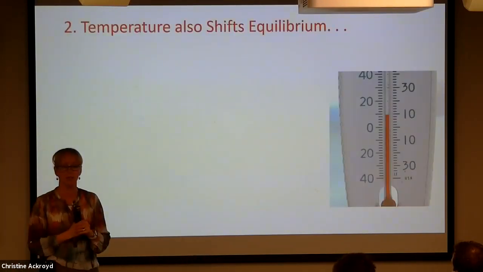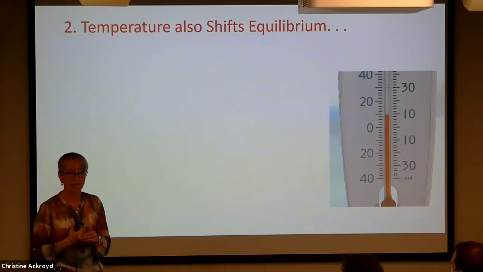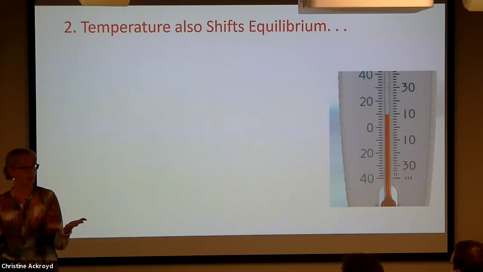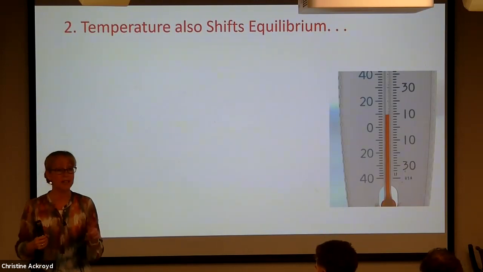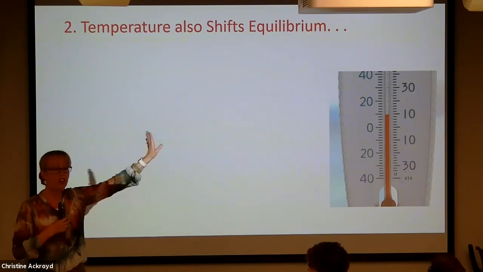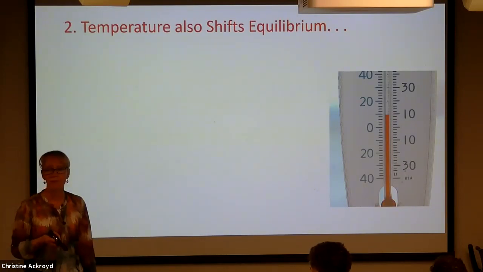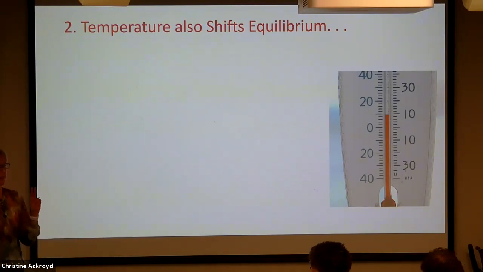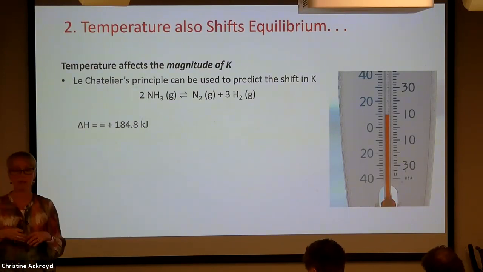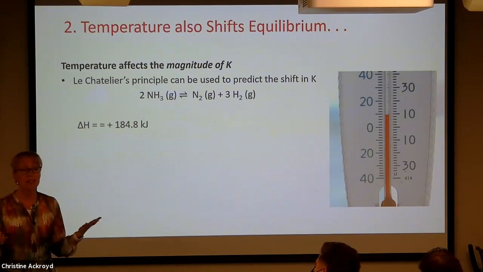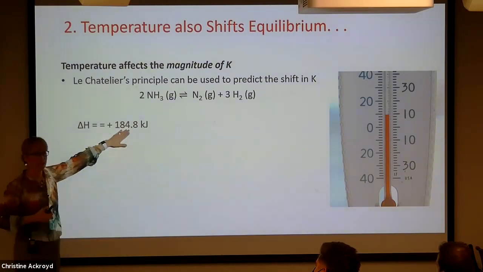How about temperature? So when you change the temperature, what happens to K? It changes. So K, an equilibrium constant value, only applies at a single temperature. If you change the temperature, you're not going to have the same K value anymore. Okay, how come? Two ways to think about this. One is to say, according to Le Chatelier's principle, reactions are typically either endothermic or exothermic. We don't typically have a delta H value that's zero.